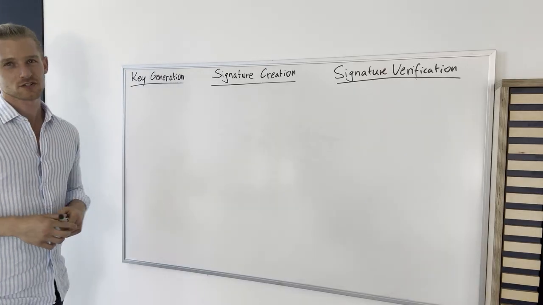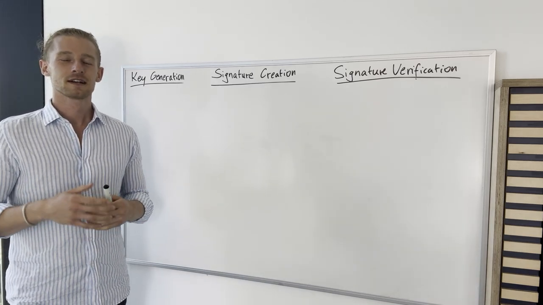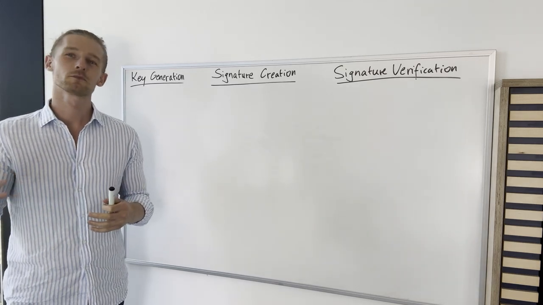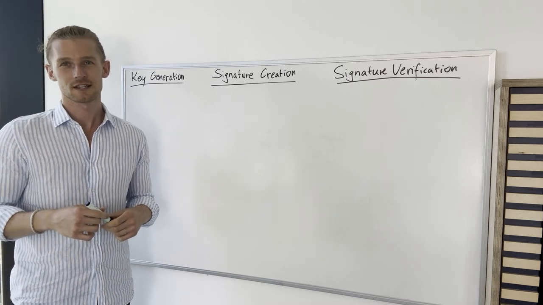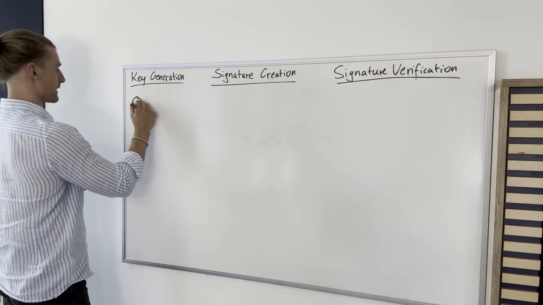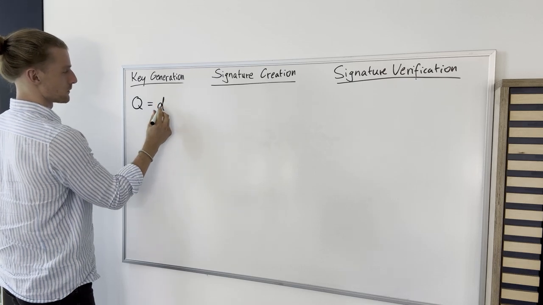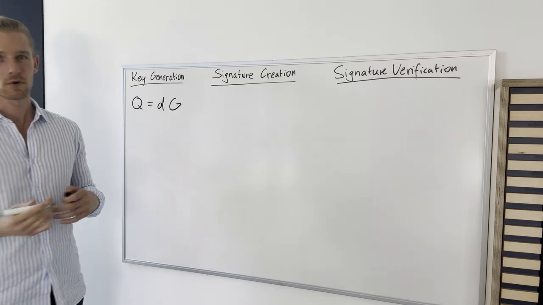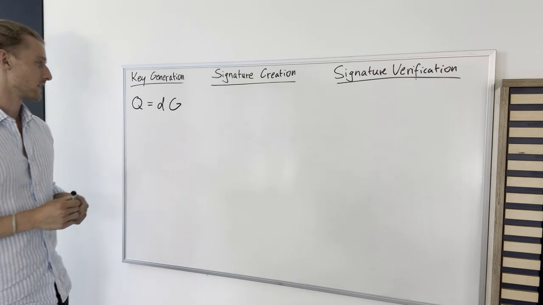So key generation. We touched upon this in the last video already, but if you remember from the last video, a public key is generated by simply point multiplying the generator point that Bitcoin uses with the private key. Now this just looks like the following. So we've got the public key Q, which is simply equal to D, which is the private key, point multiplied with the generator point, or the generator point multiplied with the private key.